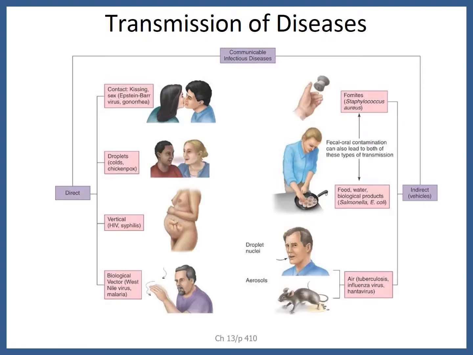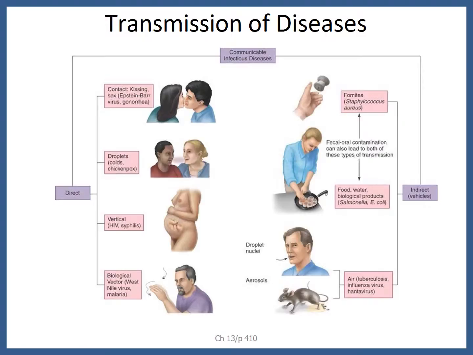Vertical transmission, so that would be spread from a mother to the child. So you can have vertical transmission of HIV. That's one of the reasons we'll check if a mother does have HIV. There are things you can do to reduce the amount of vertical transmission significantly. It's an important intervention.